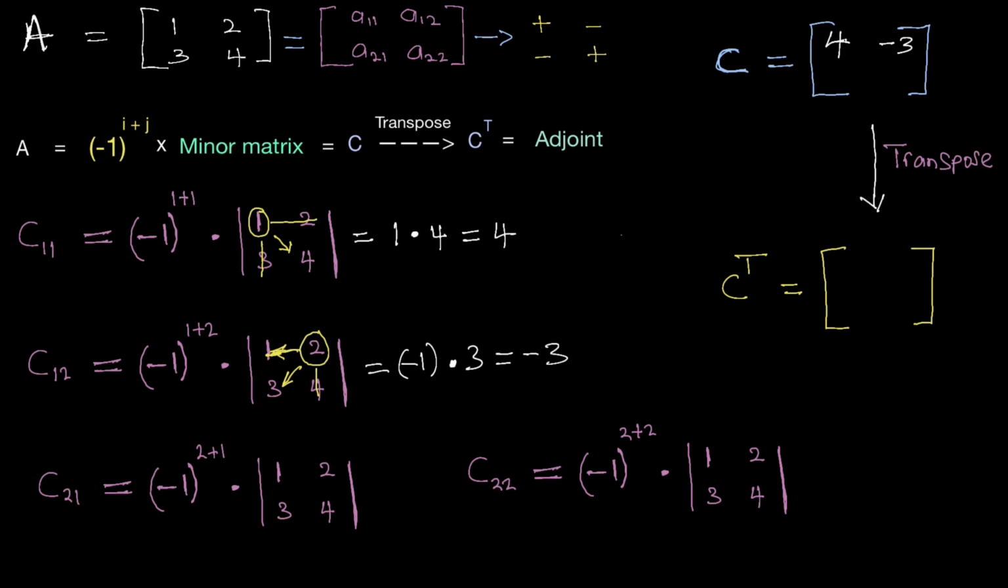So we need to find the cofactor for the C21 element, and the sign for C21 would be -1. 2 plus 1 is 3 again, so that would be -1, and -1 times, you select the 3 there, draw a vertical line, draw a horizontal line, and that is the minor matrix for 3. That will be times 2, and that equals -2. So you populate the cofactor matrix with -2 there.